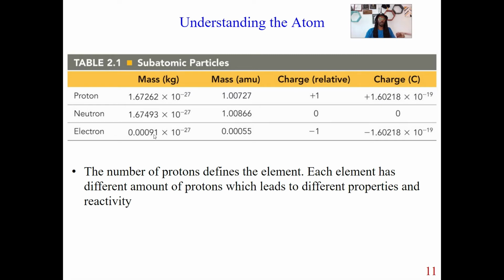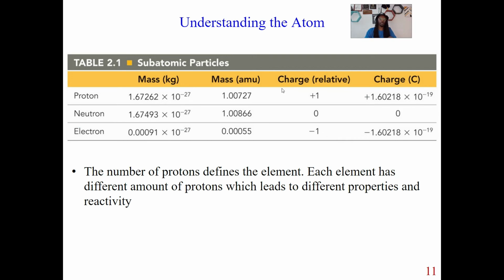And then the electron. Electrons are 0.00091 times 10 to the negative 27. So this is the smallest particle of the protons, neutrons, and electrons. We can see that with the AMU, it's basically the smallest, very close to just 0. And we also understand that the charge for electrons is negative 1, which we can see is negative 1.6 times 10 to the negative 19.